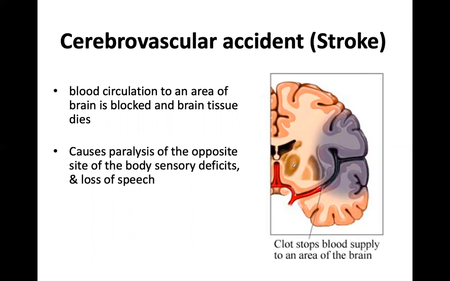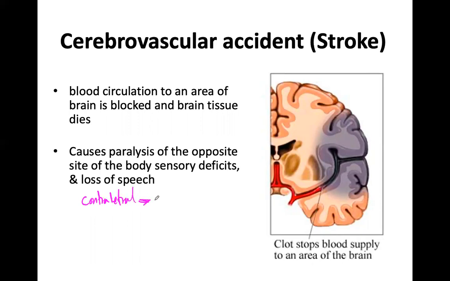If somebody is dealing with a stroke, one of the most common ways of identifying it, or most common symptoms, is paralysis of the opposite side of the body, sensory deficiencies, as well as loss of speech. The reason that the paralysis happens on the opposite side of the body is because of a concept called contralateral.